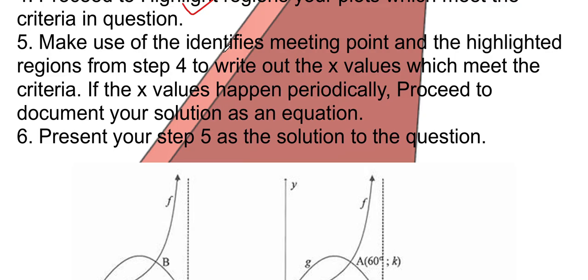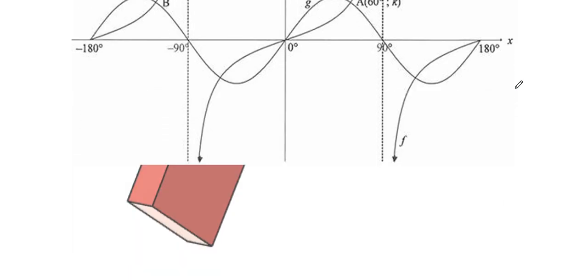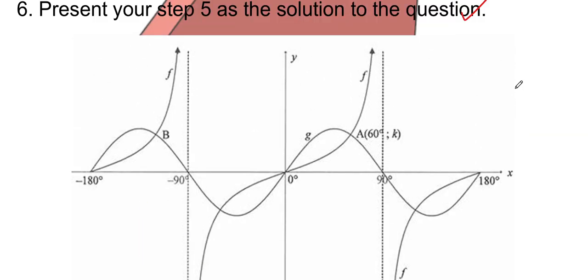And then after determining that the criteria is met here, you try to see if there is a pattern in this criteria being met. If there is, you try to document your answer using an equation that best describes that pattern. That's what you are doing in step number 5. And then in step number 6, you give them the solution. So let me make it a quick thing.